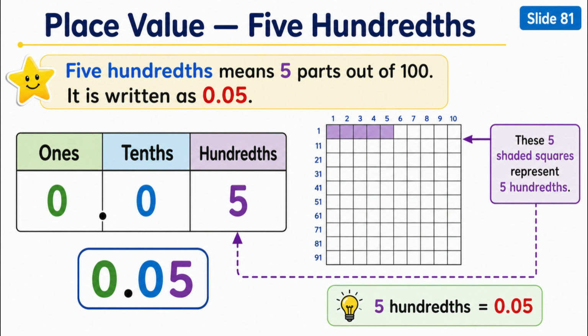Place value, 5 hundredths. 5 hundredths is written in the second place after the decimal point. Since there are no whole units, we write 0 before the decimal point. Since there are no tenths, we write 0 in the tenths place. Then we write 5 in the hundredths place. So, 5 hundredths is written as 0.05.